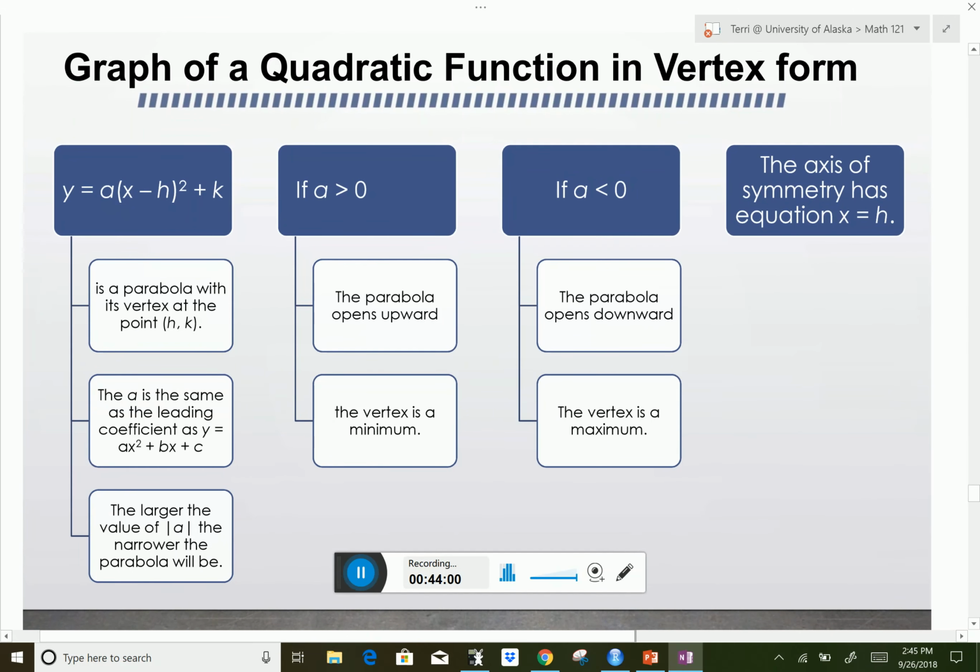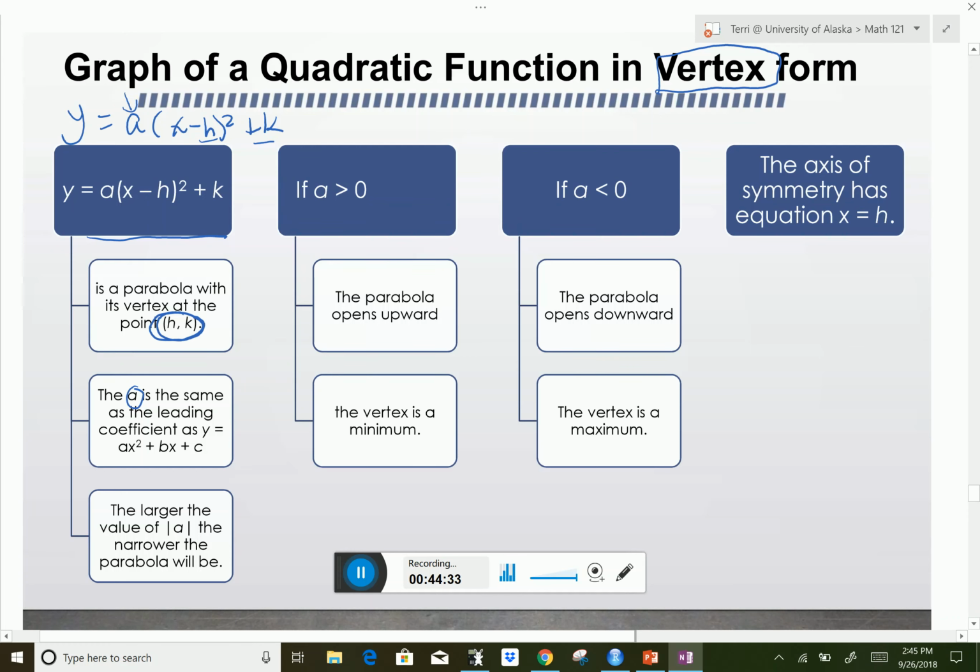So now let's talk a little bit about this vertex form. The vertex form looks like this. We can rewrite our equation where the a is out here in front, like that. Then we have it in what's called vertex form. And what's really nice about vertex form is the vertex is right there staring us in the face. Nothing needed. The a is the same as the leading coefficient. It's the exact same number.